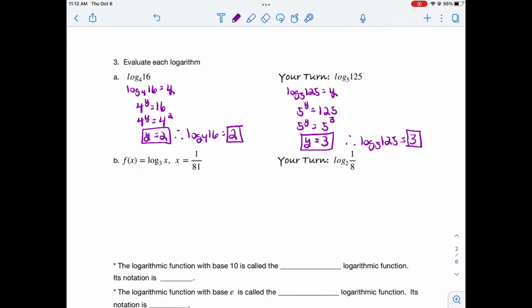We didn't ask to solve for y. Okay, we're going to do the same thing here. I'm going to evaluate this function at x equals 1 over 81. So basically, it just becomes log base 3 of 1 over 81.